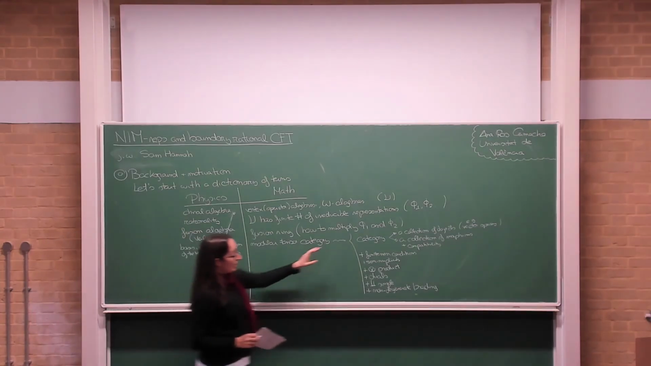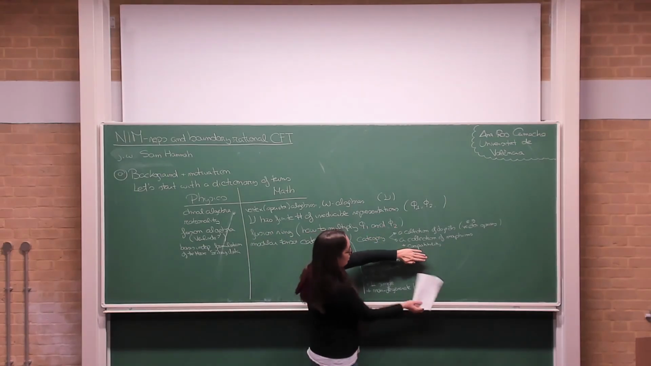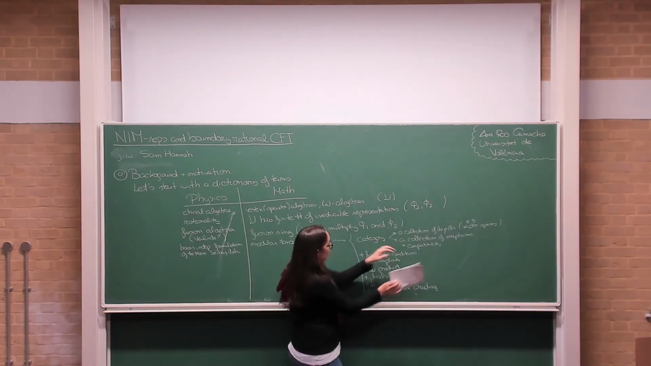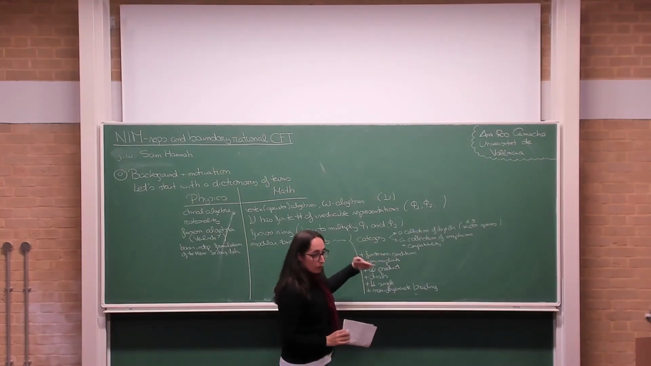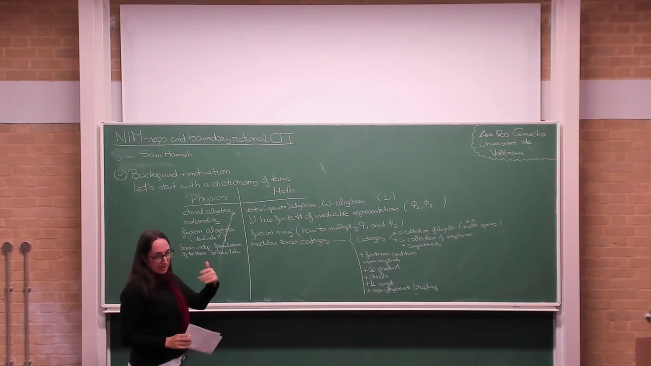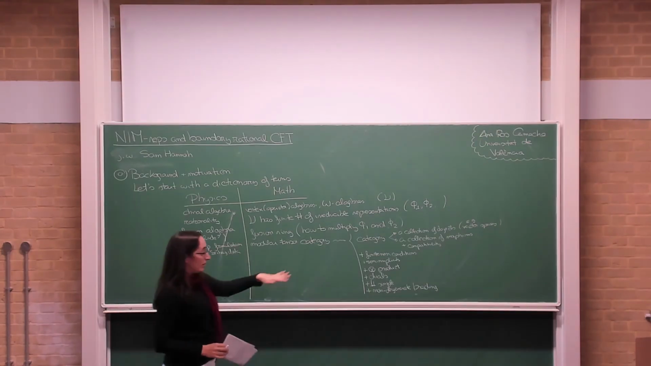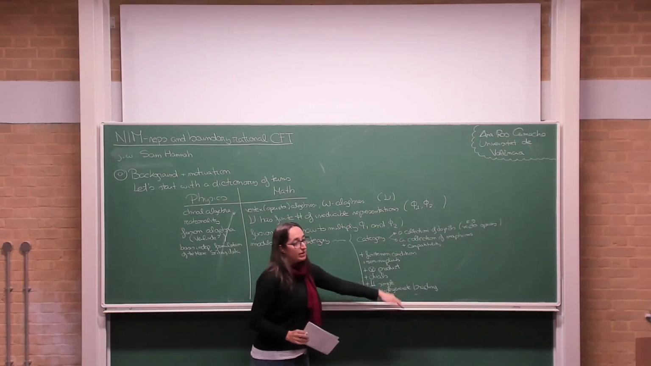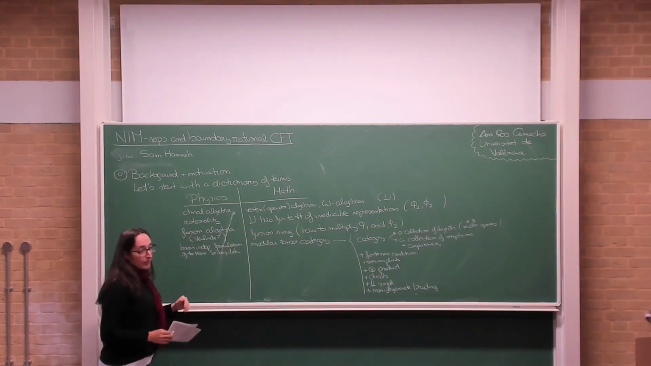Yeah, this is just a category, and then you add all these conditions. There are quite a lot of these. I'm skipping and just trying to make it as simple as possible for the sake of understanding. But this is a category, and this is what makes it modular tensor. Okay.